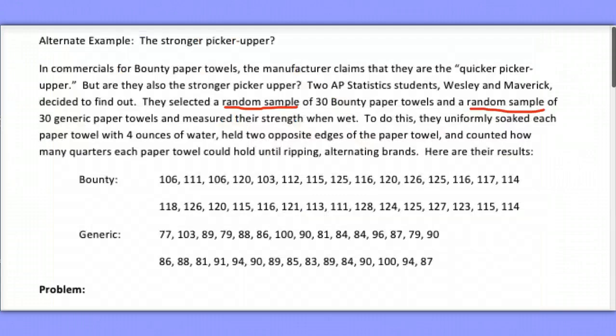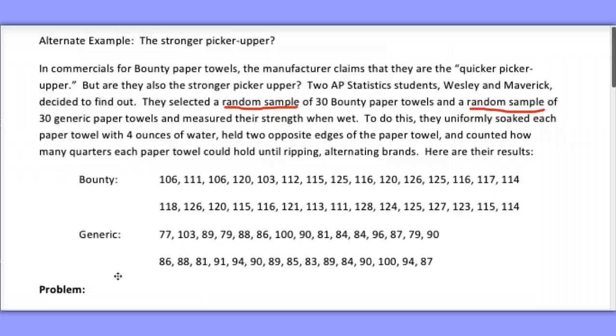So let's take a look at an example. In this particular problem, we're going to see if Bounty towels are the stronger picker-upper, and this particular problem describes how the students collected their data, how they have a random sample, and how their data collection methods were the same for both paper towels. And the numbers we have listed here, the 30 numbers for each of the paper towels, are the number of quarters the paper towel could hold before ripping, and this is when the paper towel is wet.